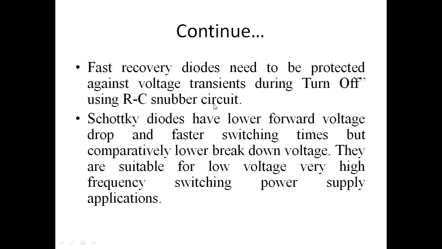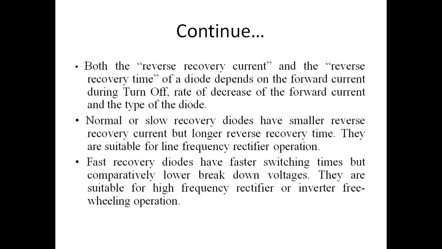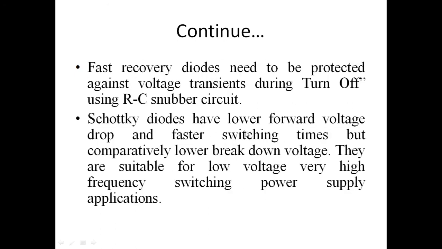A snubber circuit is nothing but a protection provided to the diode against the voltage. Schottky diodes have lower forward voltage drop and faster switching time but comparatively lower breakdown voltage. So they are suitable for low voltage, very high frequency switching and power supply applications. So we started with the line frequency diode, then slow and normal, then fast recovery diodes, and then Schottky diodes. Slow and normal recovery diodes are used in line frequency rectifiers, fast recovery diodes in higher frequency rectifiers and inverters with the freewheeling diode, and the Schottky diode in very high frequency switching power supply applications.